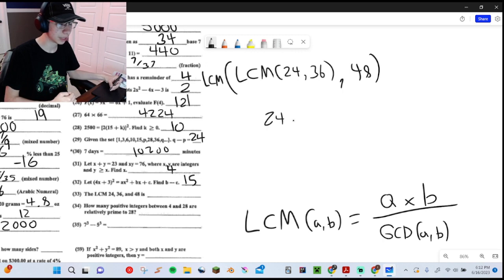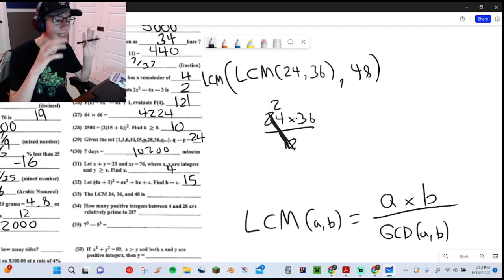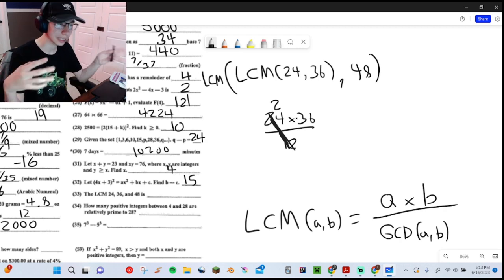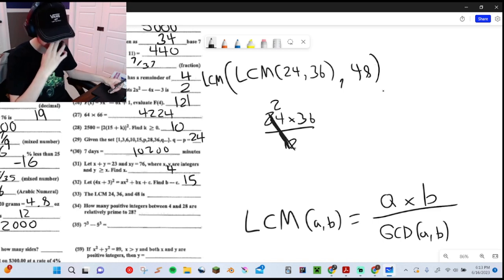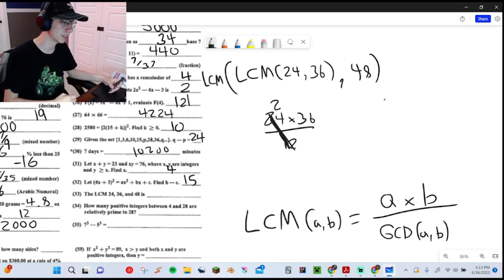So then I could do 24 times 36 over 12. I'm just going to divide by 12 on one of these, because it's easier. Otherwise you'd have to multiply 24 times 36 and then divide, and that's long for no reason. So I'll just divide one of them by 12. I chose the 24. So 2 times 36, 72 is my LCM. And you can check, it's true.